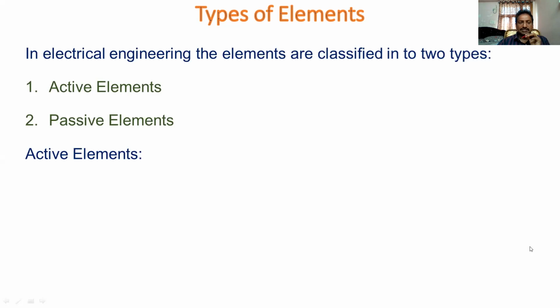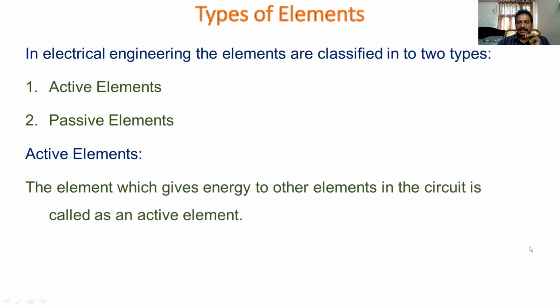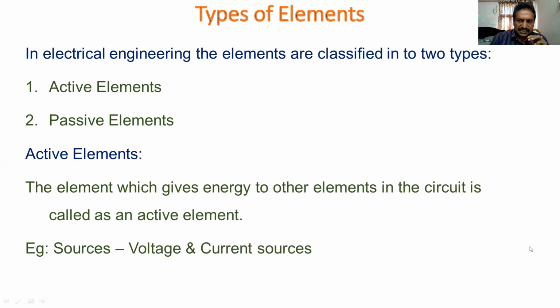Examples of active elements in electrical engineering are sources. What are those? Voltage and current sources. There are two types of sources, and these are further classified: ideal, independent, dependent, ideal, practical. All those things we will discuss in the second video. But in this video, we will discuss only passive elements.